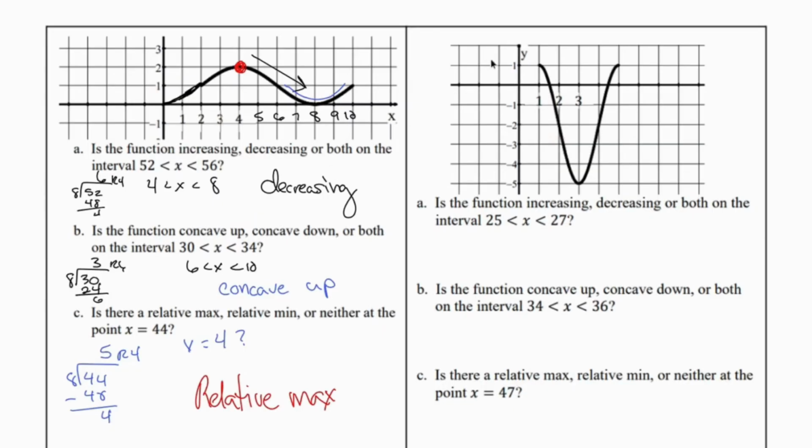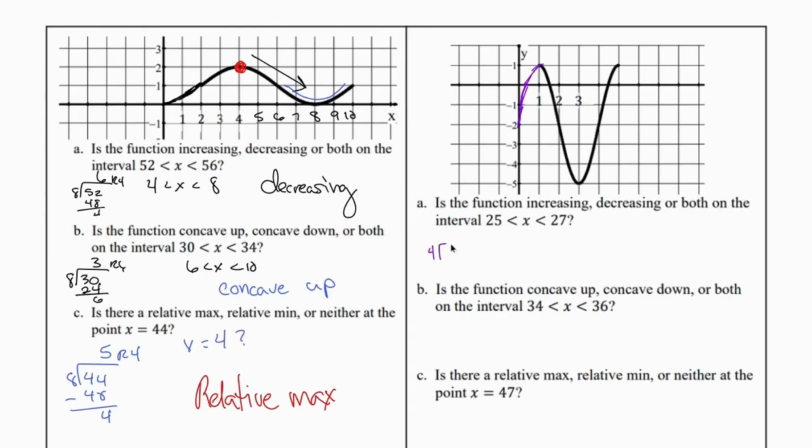All right. Same thing we got going on here. We have a period of 1, 2, 3, 4. And so this is going to start decreasing and hitting -2, just so I can see the first 4 things happening. Period of 4. Is the interval increasing, decreasing, or both on the interval 25 to 27?